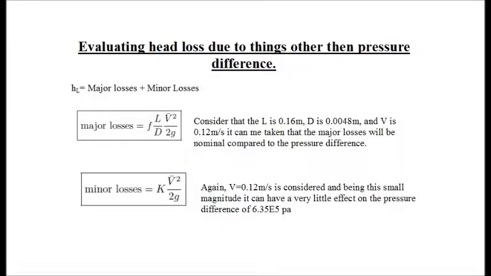When evaluating the head losses through causes other than the difference in pressure, we see that because the length, distance, and velocity of our fluid in this experiment, of our pump system, are very, very small, major losses will be incredibly small in comparison to the 6.35 times 10 to the 5 of our pressure, making them a nominal factor. Likewise, the minor losses, because they depend on a very small velocity, will also be a very minor factor. By this definition, we will simply look at the difference in pressure as the source of our head loss.